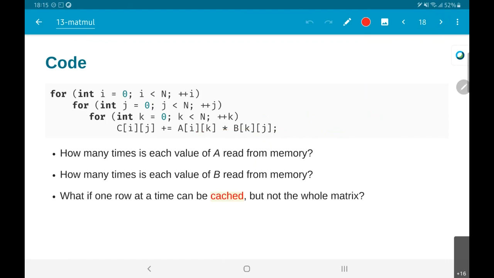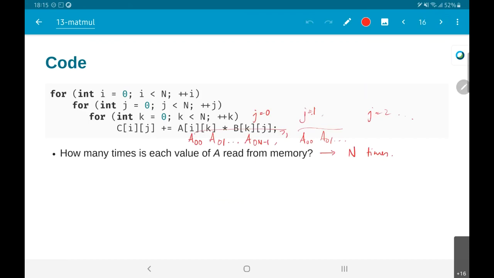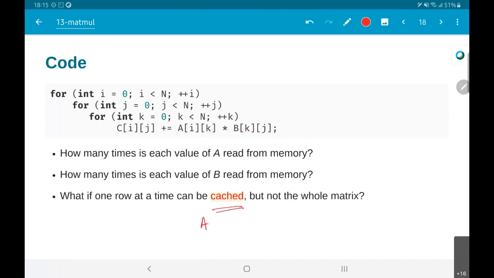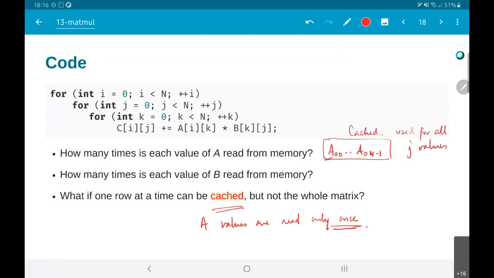Now, on the other hand, let's go back and look at what is happening with A, right? Supposing I could take this entire A00 up to A0,n-1 and store it in cache memory. Supposing the size of the cache was such that one entire row can fit in cache memory. Then effectively, for j equal to 0, j equal to 1, j equal to 2, etc., the A values are read only once, right? Because once A00 to A0,n-1 is sitting in cache, it's used for all j values.